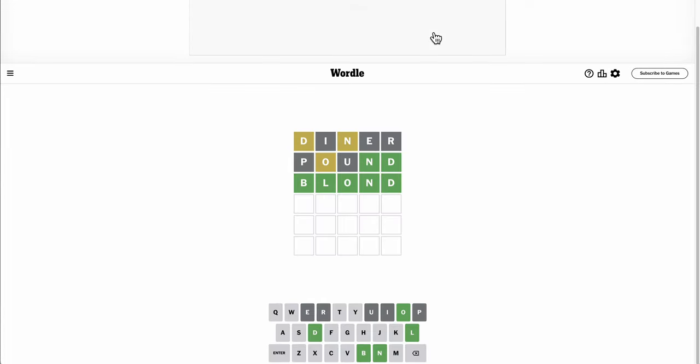Well, I wasn't expecting to get this one in three, but I think what helped me was that I eliminated O-U-N-D as soon as I could, which meant I didn't have a lot left to play with.